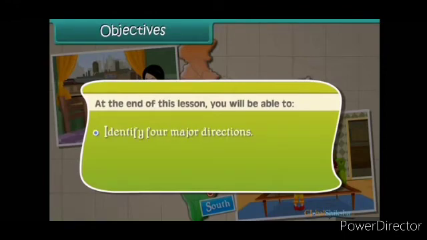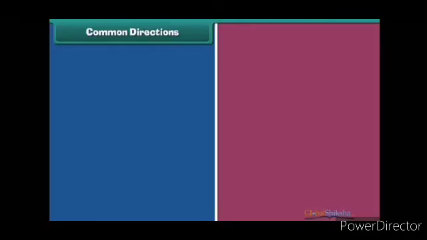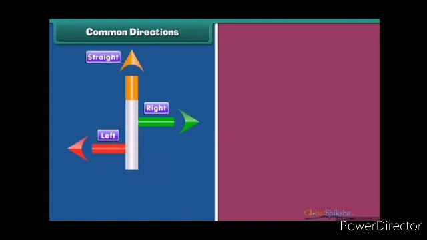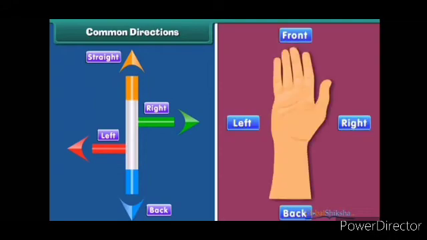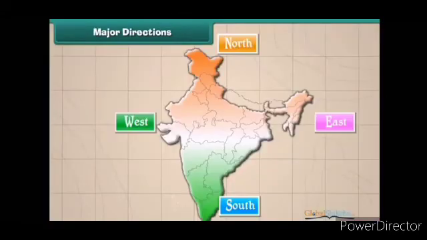Objectives. At the end of this lesson, you will be able to identify 4 major directions, use a compass to locate a place. Common directions: turn left, turn right, go straight ahead, go back. We use these words when people ask us directions. We can use our hands to indicate the common directions: left, right, front, and back.